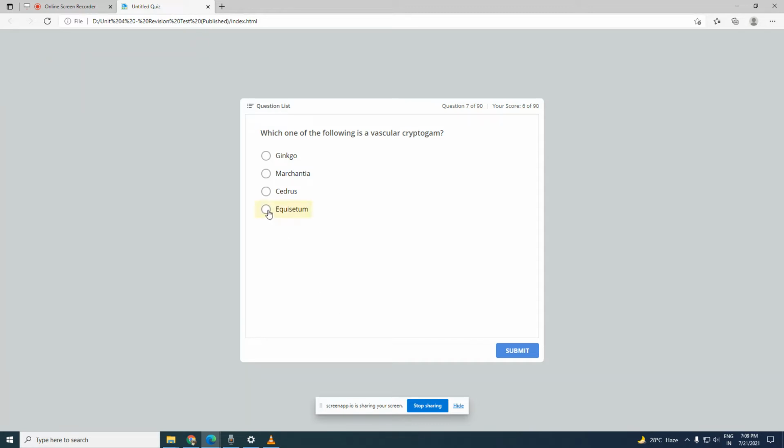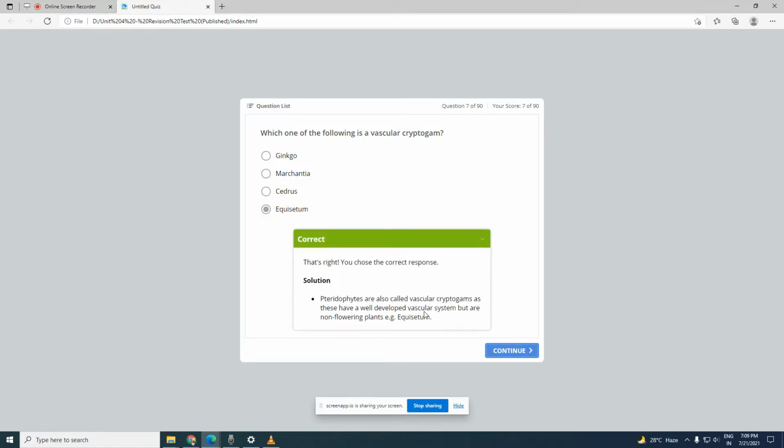The answer to the seventh one is Equisetum. Equisetum is the right answer.